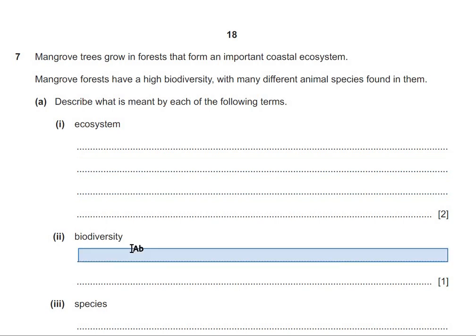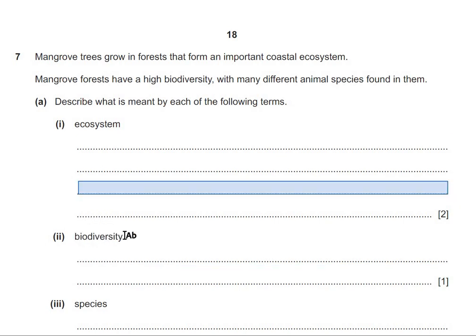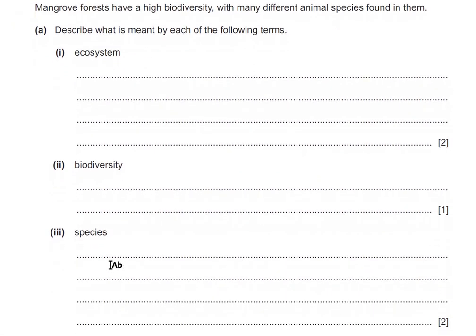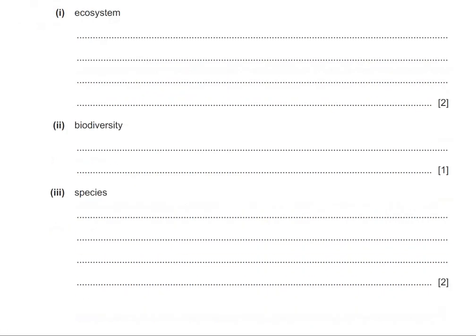So what is an ecosystem? An ecosystem is basically the interaction of different organisms with each other and with the non-living, abiotic component of the environment. If we talk about biodiversity, the definition of biodiversity is the number of different species in a particular area. Part 3 says species. Species are a group of organisms that can reproduce to produce fertile offspring.